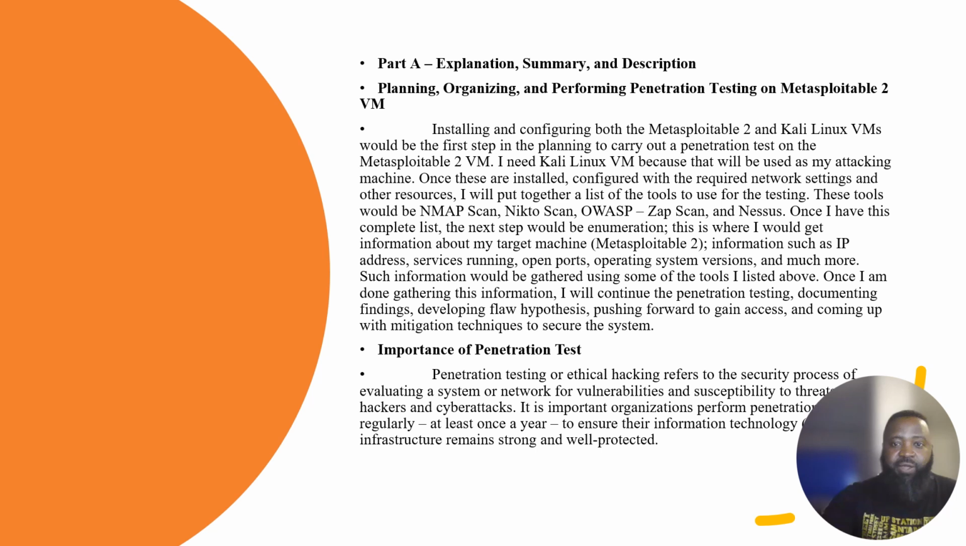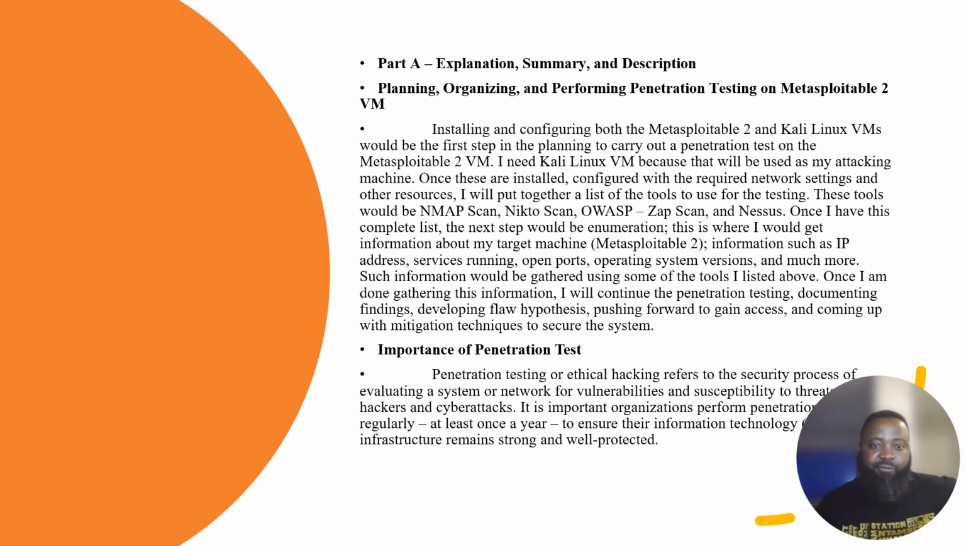Installing and configuring both the Metasploitable 2 and Kali Linux VMs would be the first step in planning to carry out a penetration test on the Metasploitable 2 VM. I need the Kali Linux VM because that will be used as my attacking machine. Once these are installed, I configured the required network settings and other resources. I will put together a list of tools to use for the testing. These tools will be, like I mentioned before, Nmap scan, Nikto scan, OWASP ZAP scan, and Nessus. Once I have this complete list, the next step will be enumeration.